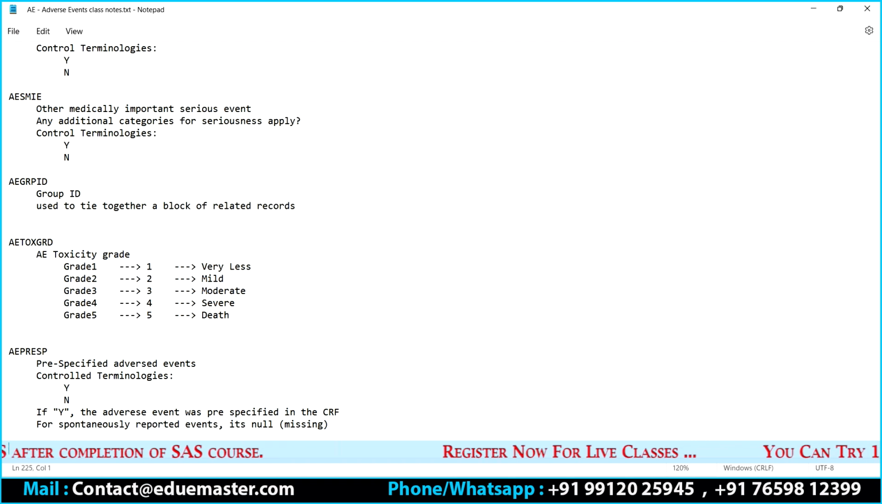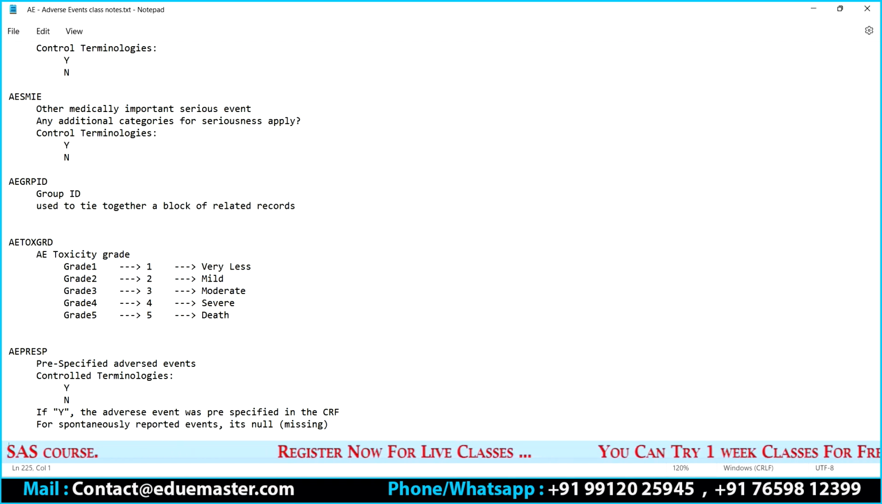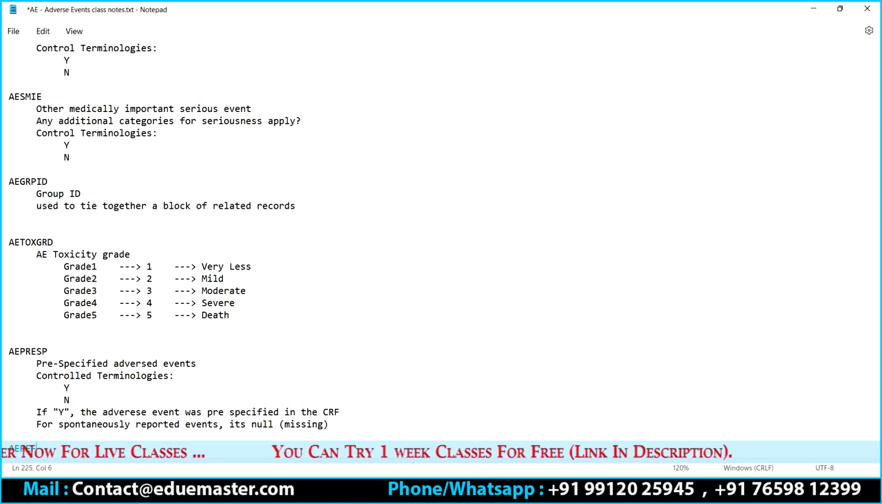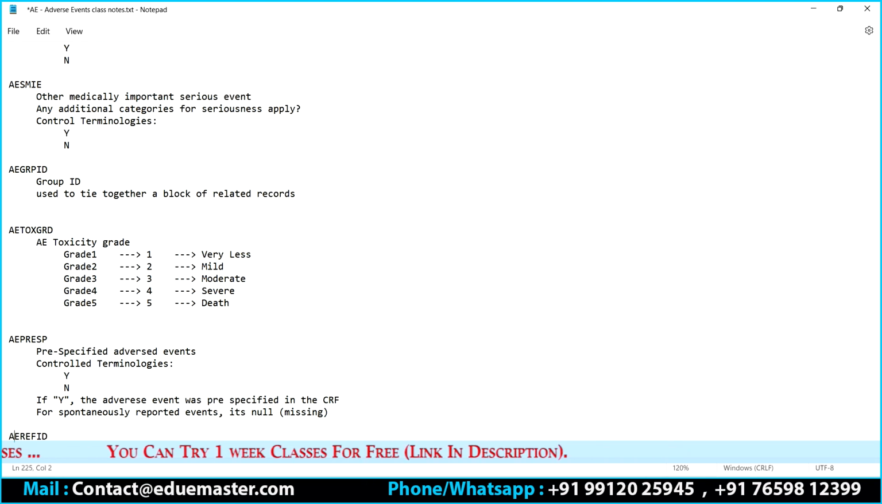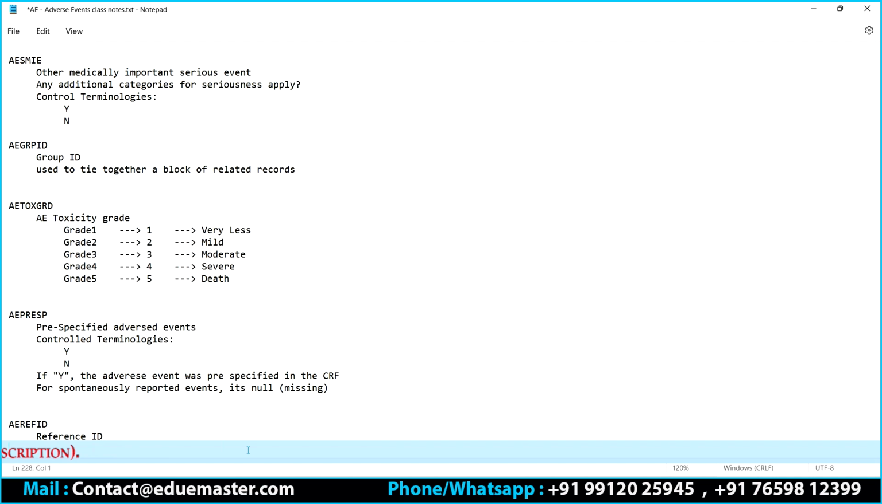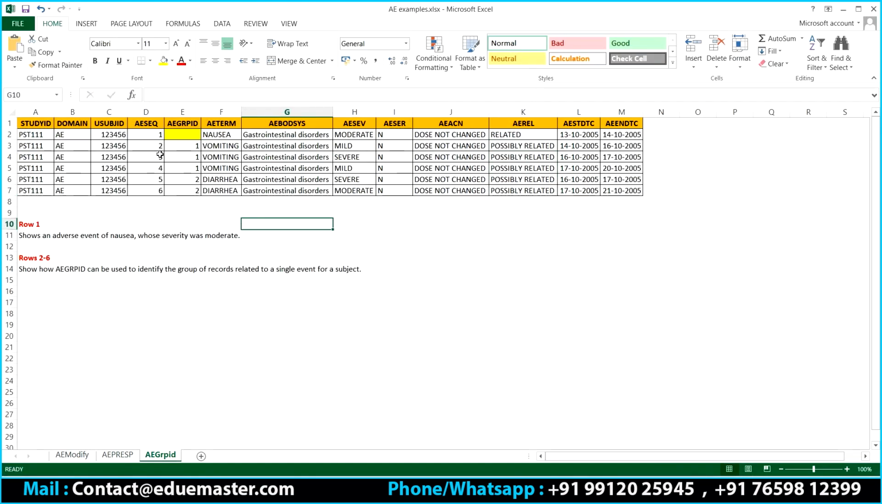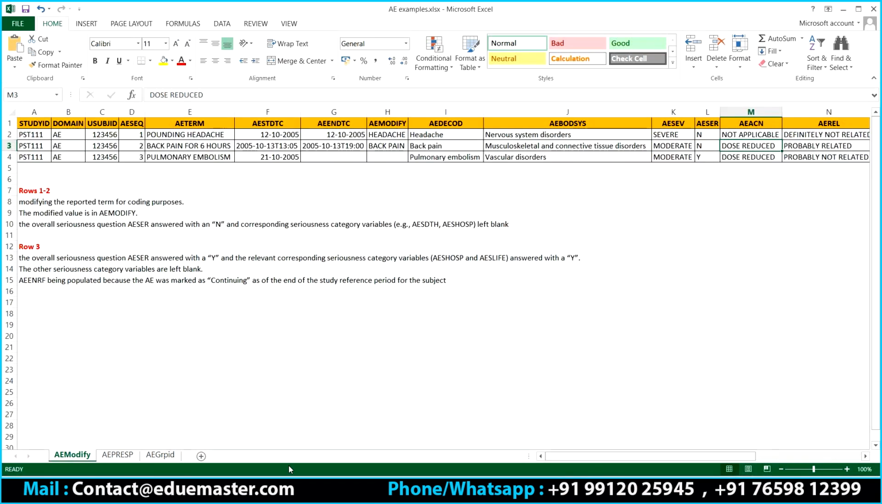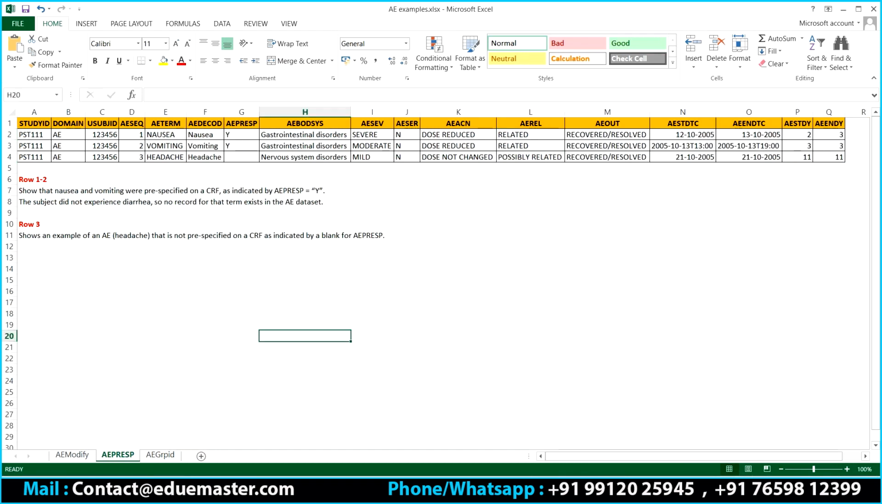Then the other thing we need to talk about, this doesn't have much impact, but still, because we may or may not represent this particular one, you can call it AEREFID. The name itself tells reference ID, adverse event reference ID. So why do you need it? If I go to some of the examples here, I may or may not mention this. Let me check. I haven't mentioned it here.